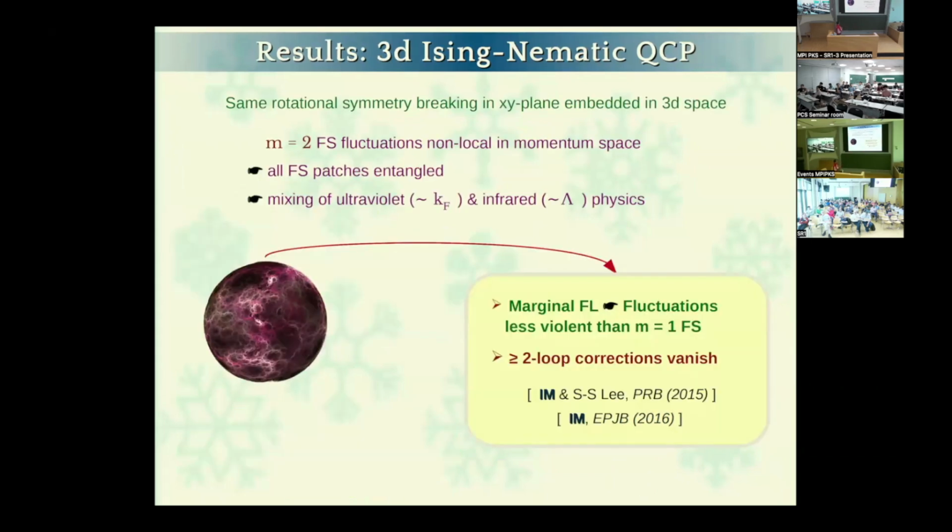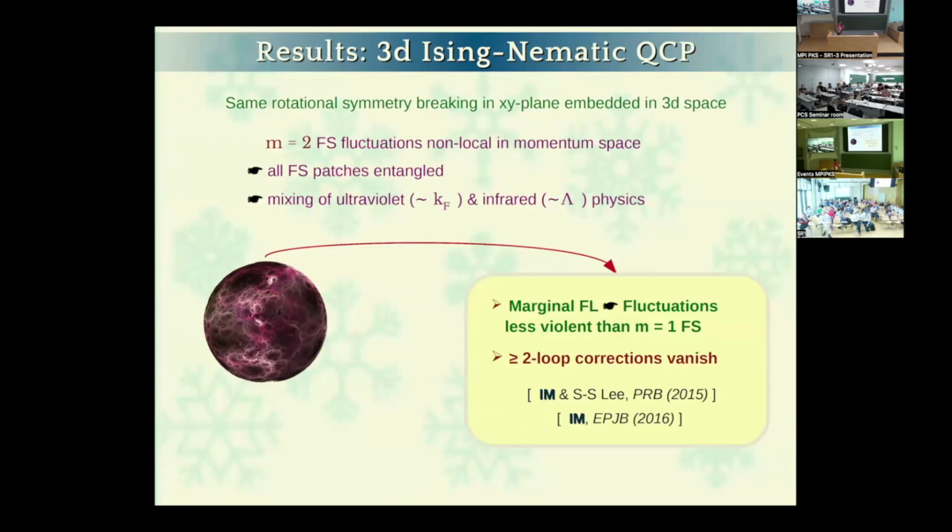Okay, so now let us see what happens for a 3D system. What do we mean by this Ising nematic transition in a 3D system? It actually means the same rotational symmetry breaking in the XY plane, but now embedded in a higher dimensional space. That means here it's embedded in a 3D space. Now here we have a 3D system, and so the Fermi surface has dimensionality M equal to 2. And here we found that the fluctuations are non-local in momentum space. That means all the Fermi surface patches are entangled with each other.